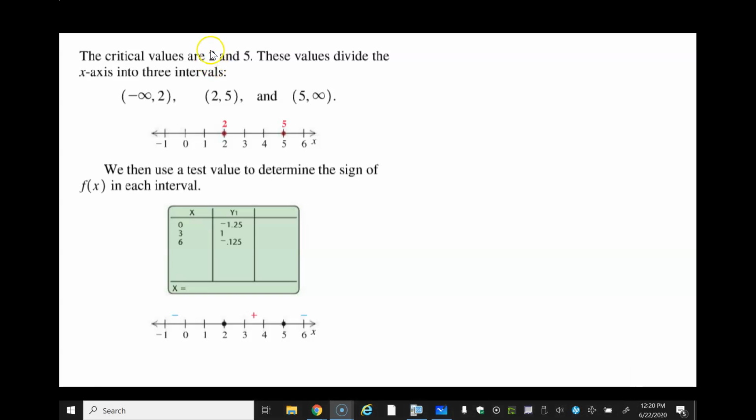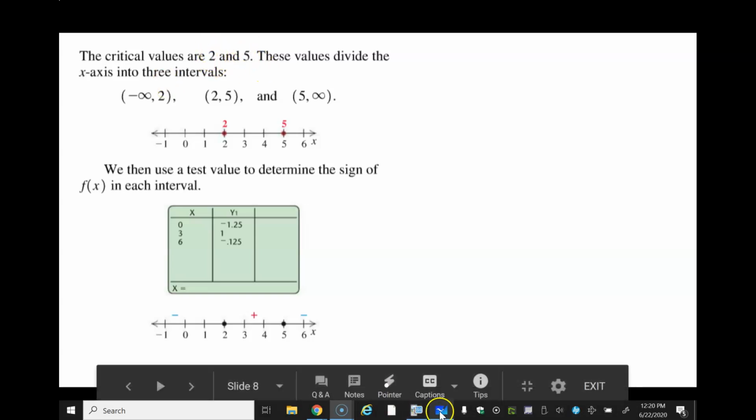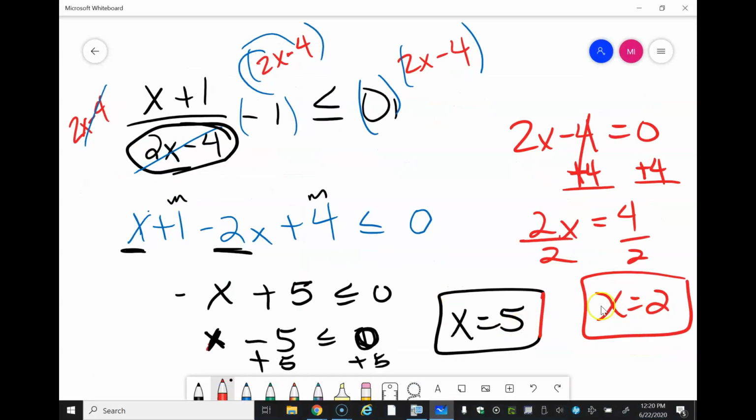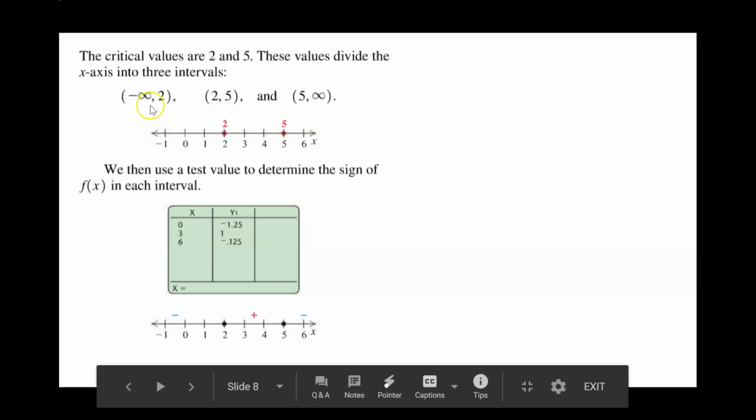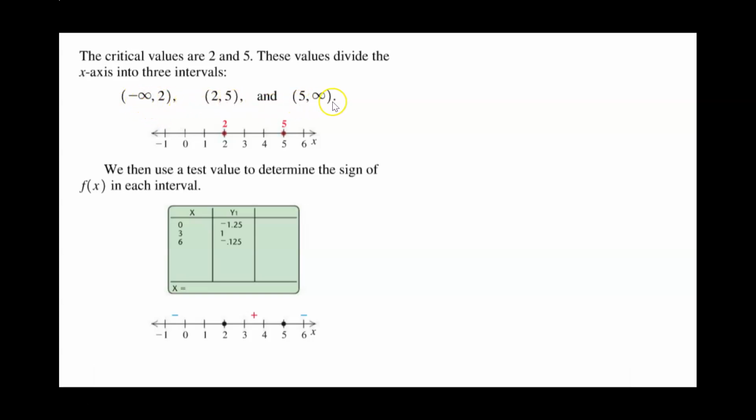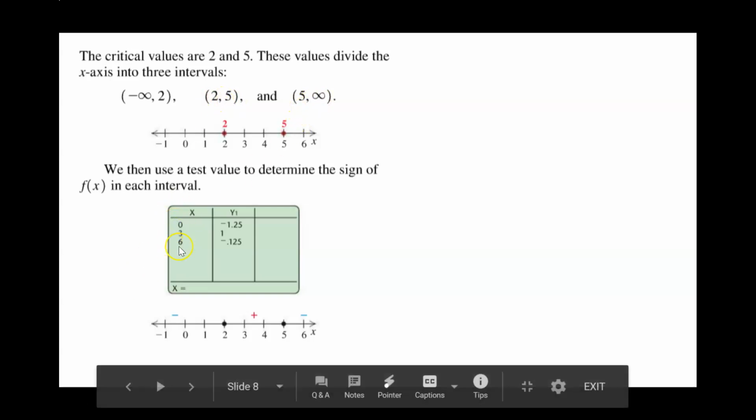So here are our answers, the 2 and the 5 that we got from our problem here. For this particular one, here are our intervals: negative infinity to 2, then from 2 to 5, and then 5 to positive infinity. So let's choose a number in between. I chose 0. Choose a number between 2 and 5. I chose 3. And then between 5 and infinity, I chose 6.